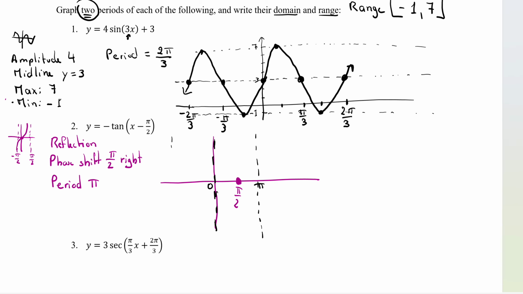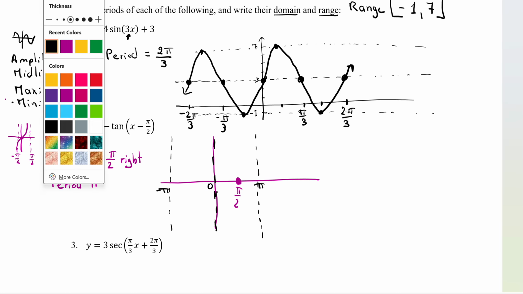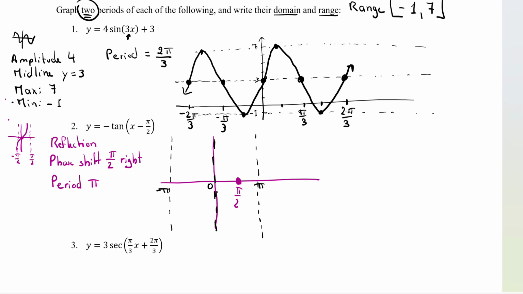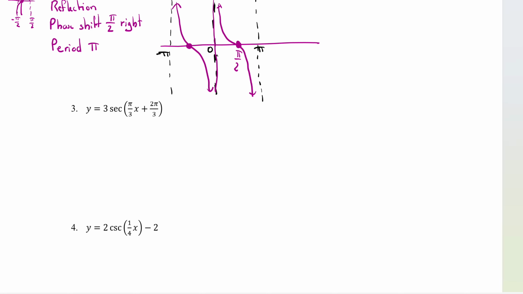And then let's do another one at negative pi because we need 2 periods. So I'm going to go through here as well. And we said that the tangent function is normally an increasing function, but because of that reflection, we're going to be decreasing. So my graph is going to look like that. All right. We're going to go to the second. Let's go green.